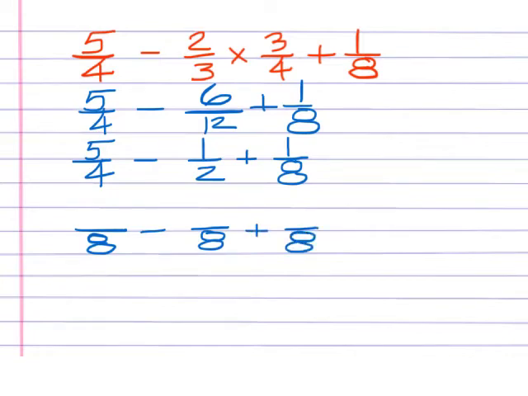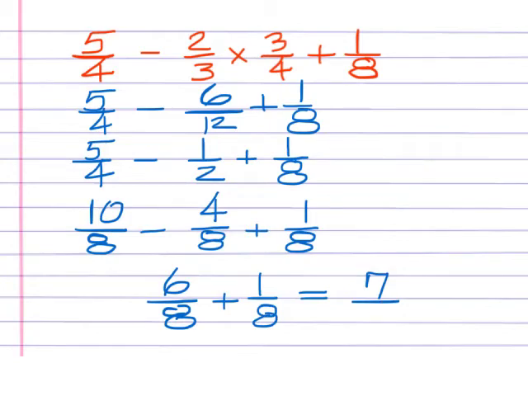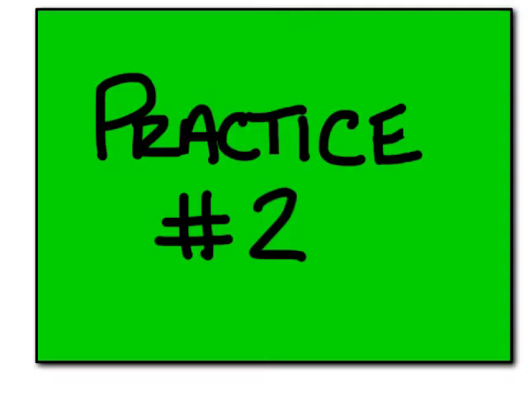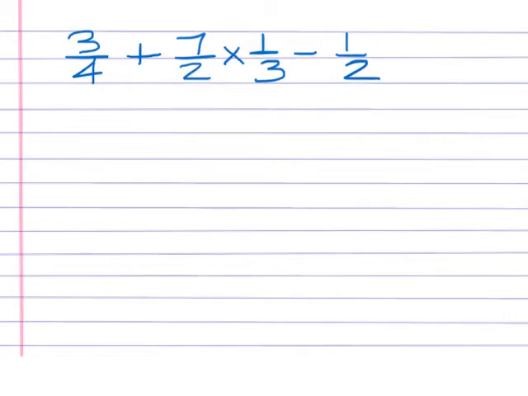And if we do that, we should end up with 10 over 8 minus 4 over 8 plus 1 over 8. So that would be 6 over 8 plus 1 over 8. Answer should be 7 over 8. Practice number 2. 3 over 4 plus 7 over 2 times 1 over 3 minus 1 over 2. Let's keep the 3 over 4 and multiply 7/2 by 1/3 to get 7 over 6 and then minus 1/2.